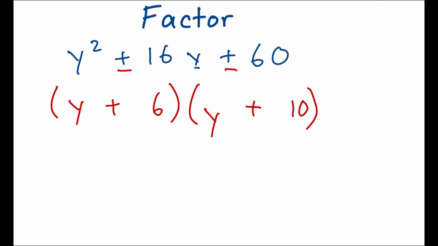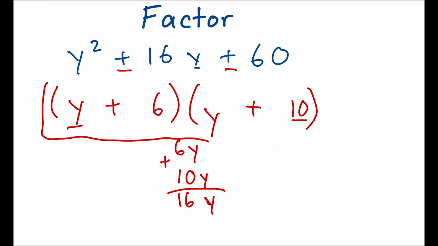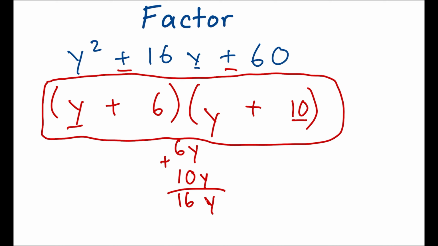And now we do the calculation. 6 times y is 6y. 10 times y here is 10y. Now you do the add. 6 plus 10 is 16, and then y, just bring out the y, so you got the 16y here. So that here is our answer for this equation.